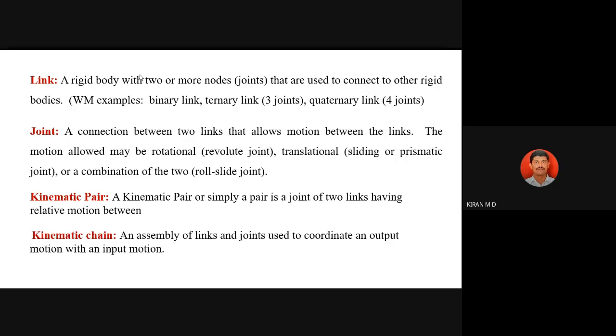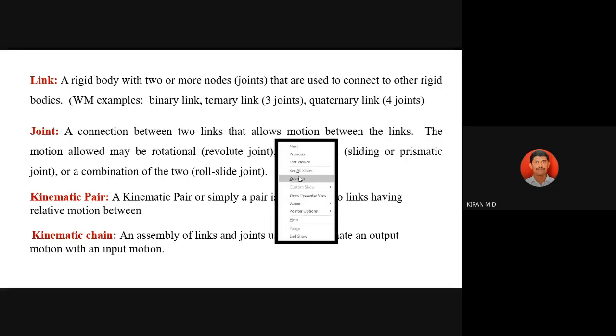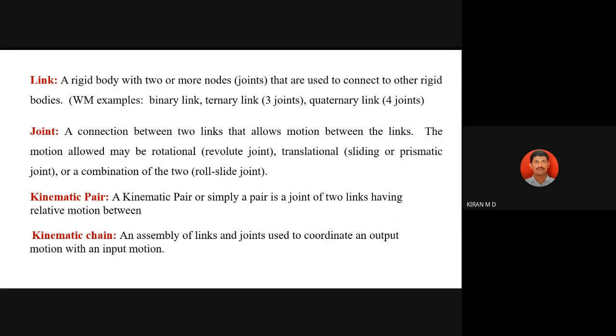Okay, before that, one more parameter is the kinematic chain. An assembly of links and joints used to coordinate an output motion with an input motion. Or in simple words, we can say that all the links are connected together, and the last link is connected to the first link. That's what we are going to say. So, output motion with an input motion. Okay? So is it clear?